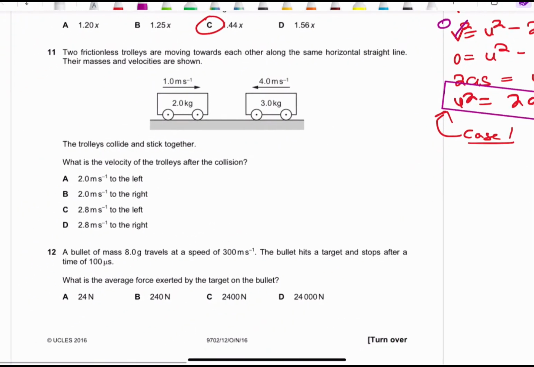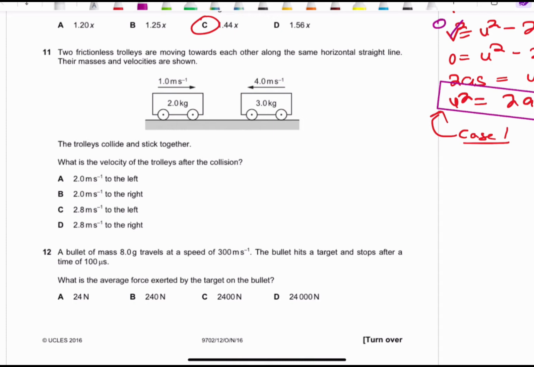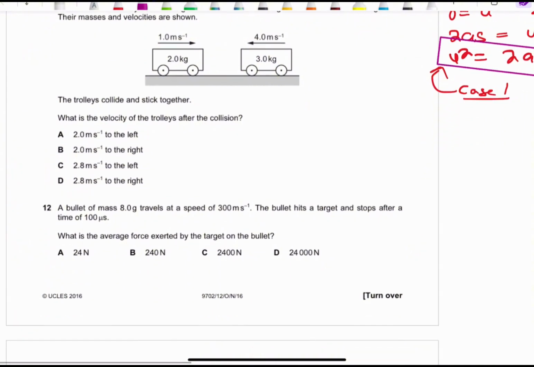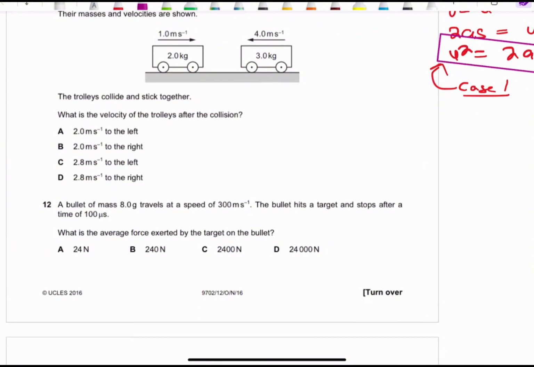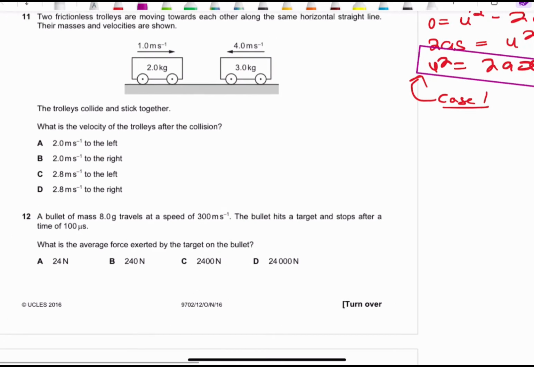Question 11. Two frictionless trolleys are moving towards each other along the same horizontal straight line. Their masses and velocities are as shown. The trolleys stick together, so they coalesce. What is the velocity of the trolleys after collision? So how does this work? Basically, with momentum, momentum before should be equal to momentum after.